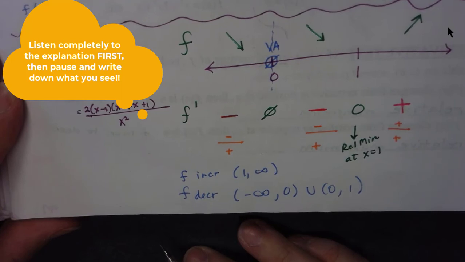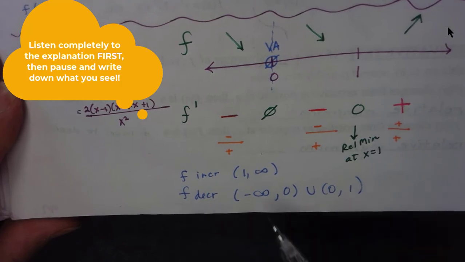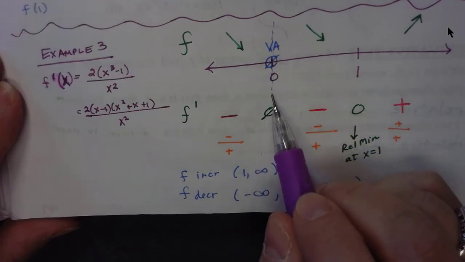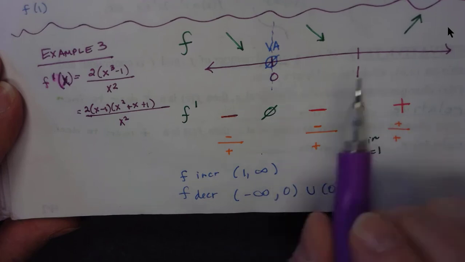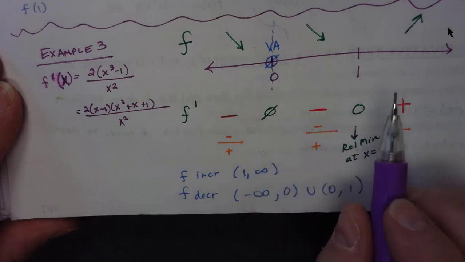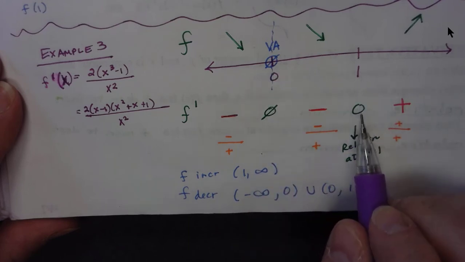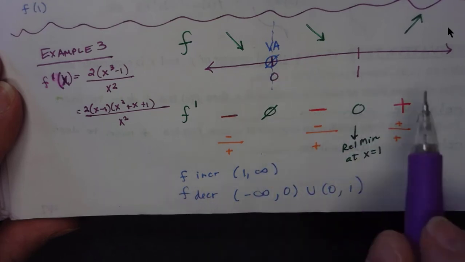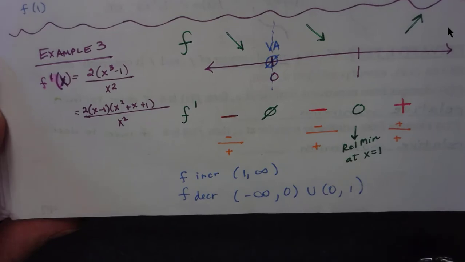Again, here it is if you want to see it in the other layout. Notice the vertical asymptote goes on the number line, and 1. We knew this was where the first derivative was undefined, so is the function. This was where the first derivative was 0, and this is what our analysis is going to look like.